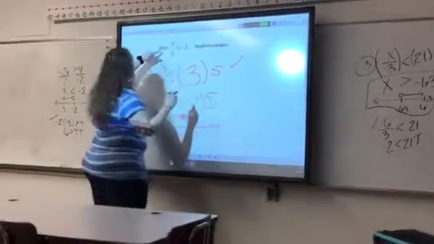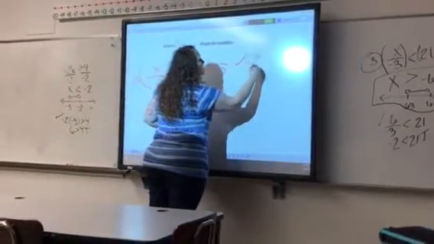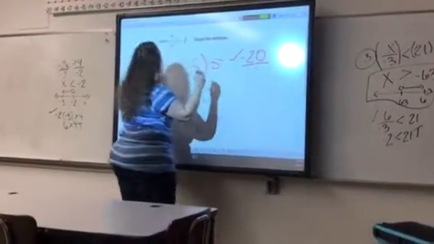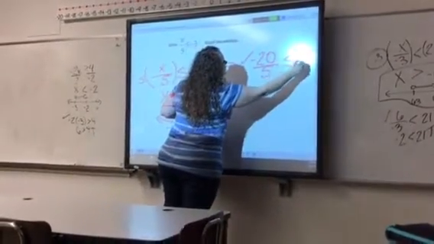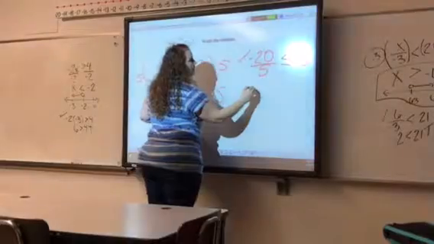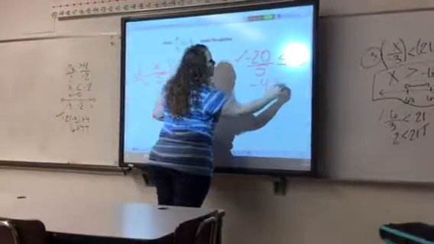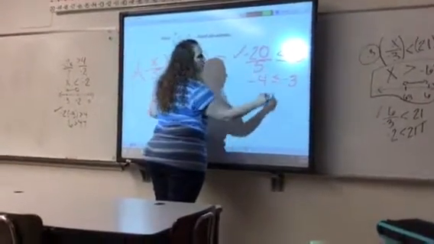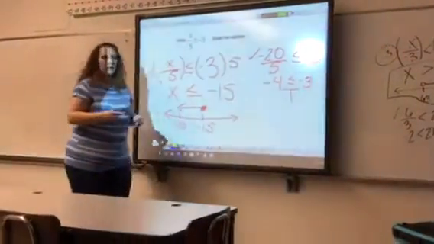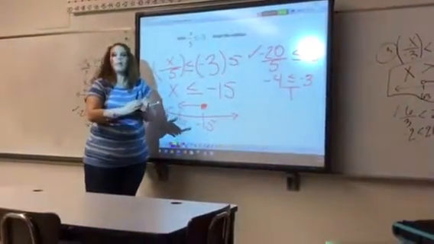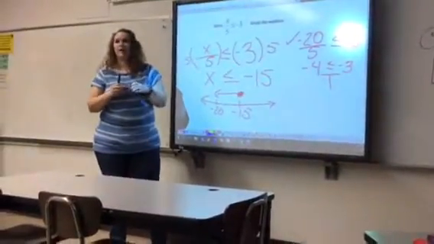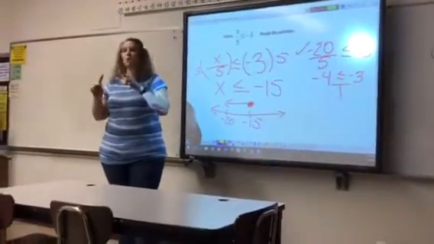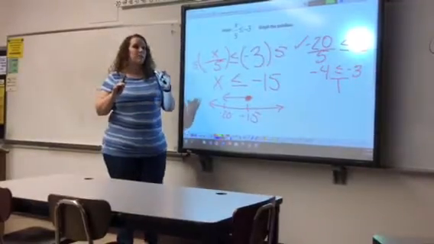So you go back to your original problem and substitute in the number you chose for your variable. Negative 20 divided by 5 is less than or equal to negative 3. What's negative 20 divided by 5? Negative 4. Negative 4 is less than or equal to negative 3. Is that true? Yes, so we did it correctly. You only have to flip it if you multiply or divide by a negative number. If you're multiplying or dividing by a positive number, you don't have to flip your inequality sign.